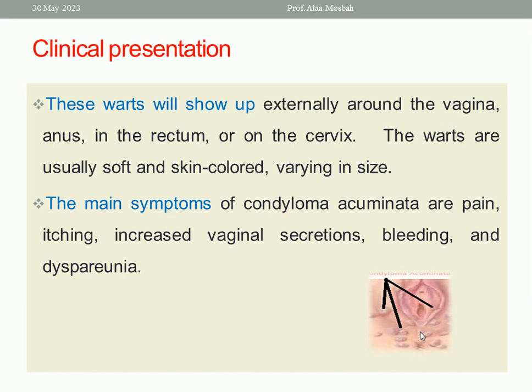The warts are usually soft and skin colored with varying size. The main symptoms of condyloma acuminata are pain, itching, increased vaginal secretions, bleeding, and dyspareunia. Okay? However, it may be asymptomatic, and may be discovered for the first time during pregnancy.